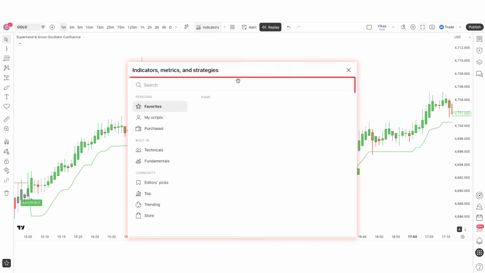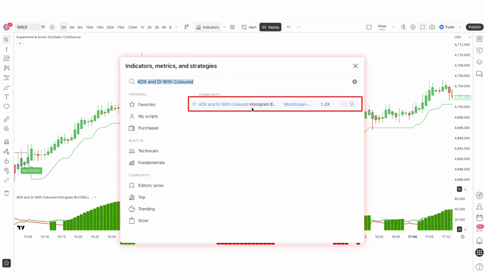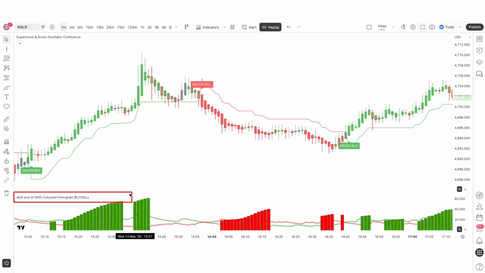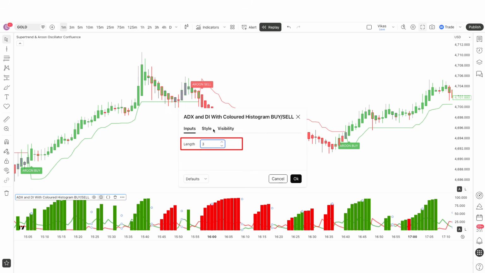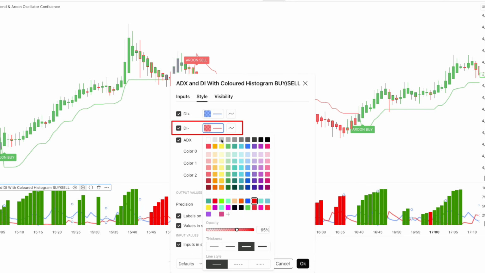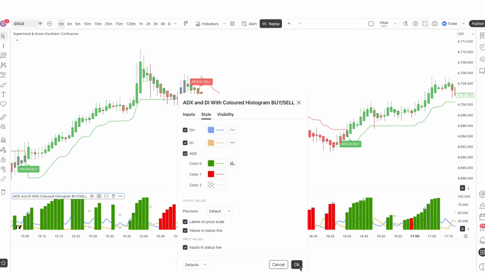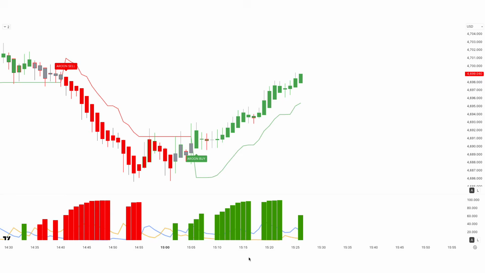Let's go to the indicator search, type ADX and DI with colored, and select this one called ADX and DI with colored histogram B, created by Monduan. Now let's access the settings of this indicator so we can modify it to suit our strategy. We change length 14 to 3, after that change DI plus green to blue, after that change DI minus red to orange. And here everything is fine after that. Click OK. Now our setup is ready. Let's see how we use these trading setups.